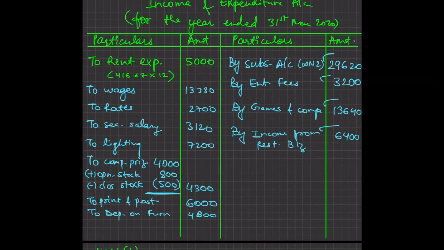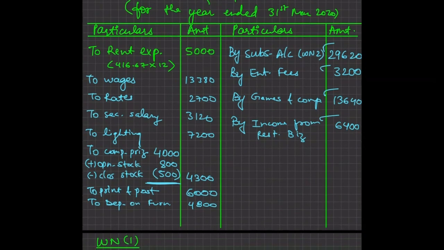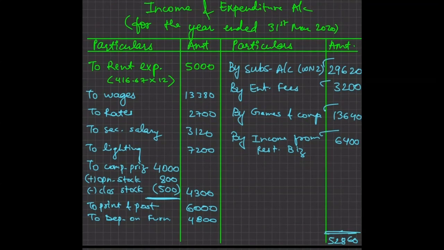So it would be 52,860. And here on the debit side, you have all the expenses which are considered. So it would be 13,380 for the wages. Rent is your 5,000. Okay. Moving on to your rates, 2,700. Then you have secretary salary 3,120, lighting 7,200.